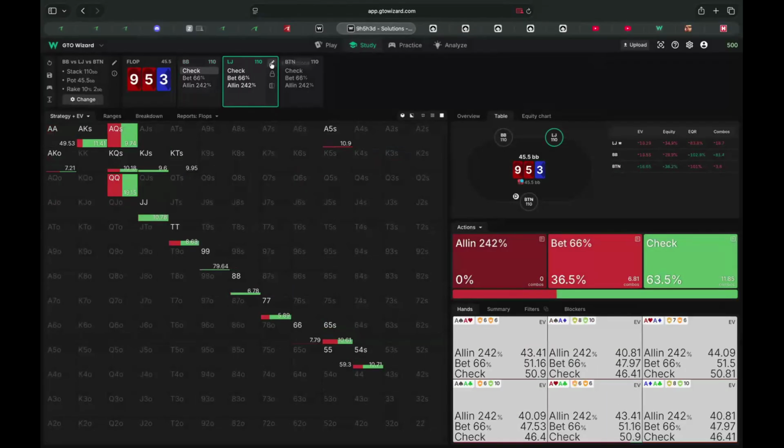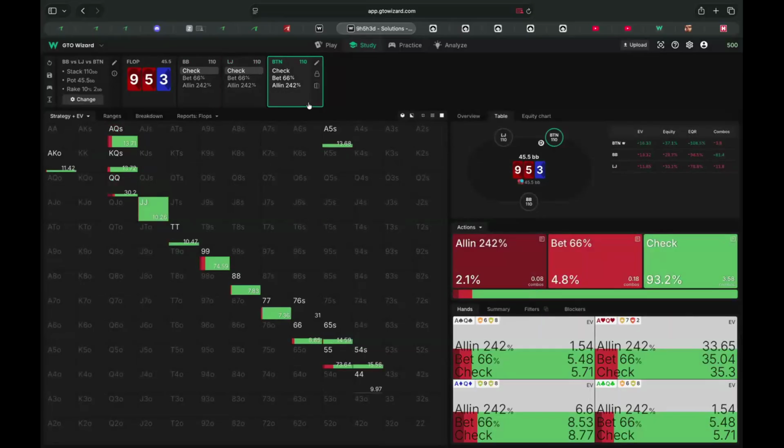He's got a very tight range. How many combos is this? This is like 2% of range, about 12 combos that he flats here, which makes sense. Ace queen, queens, ace king. Now what do they give button here? Button closing action is going to have pairs and implied odds hands: ace queen suited, king queen suited. Okay, these make sense.